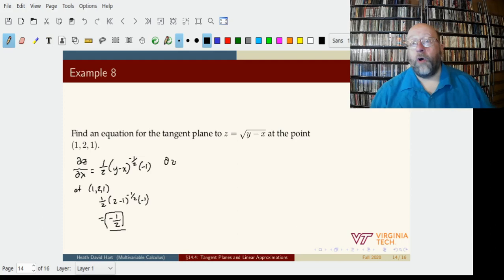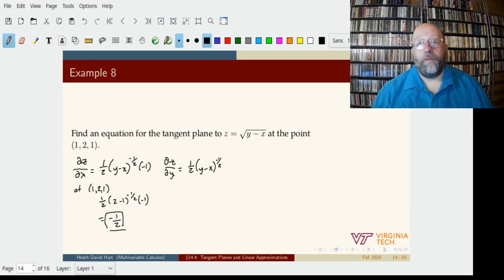Then the partial derivative with respect to y is almost the same thing, 1/2 times (y minus x) to the negative 1/2. But then we take the derivative of what's inside the parentheses with respect to y, and we get positive 1. And so at (1, 2, 1), we get positive 1/2 instead of negative 1/2. We don't have that negative sign that we had over here.